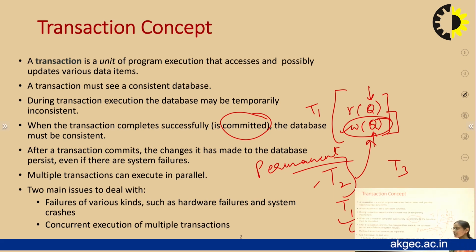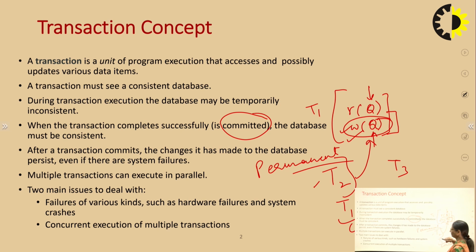That is, failures of various kinds, such as hardware failure, system failure and system crashes. How to deal with such kinds of failures? And the concurrent execution of multiple transactions. For example, when T1 is updating the data item Q, at that time T2 should not be allowed to perform any kind of operation on the data item Q.